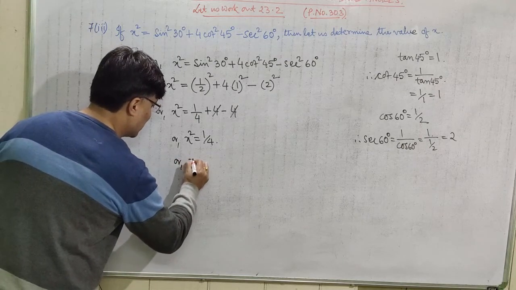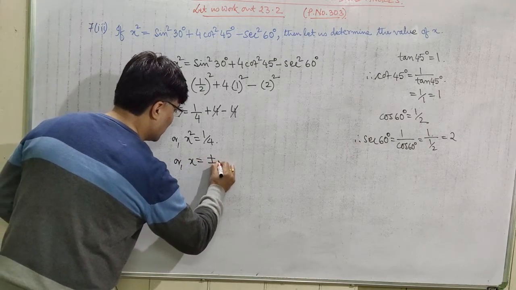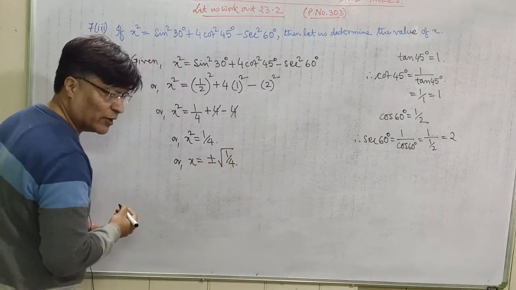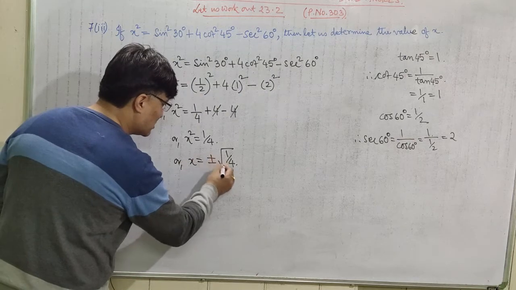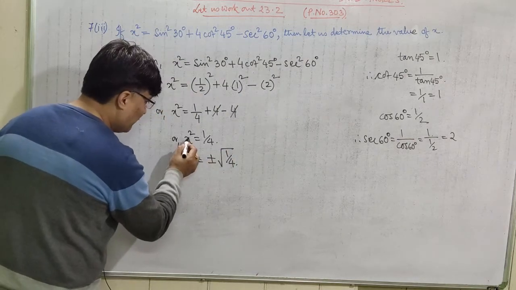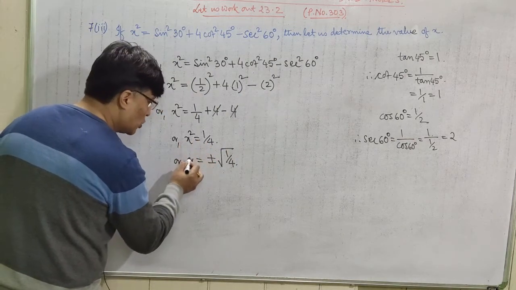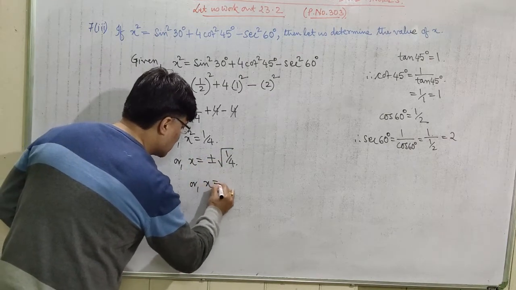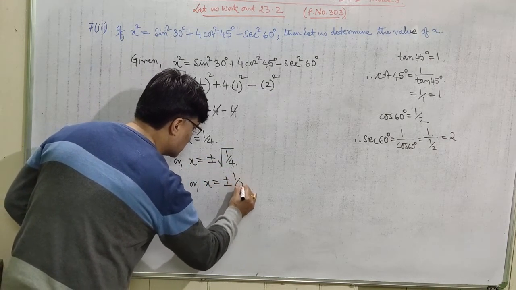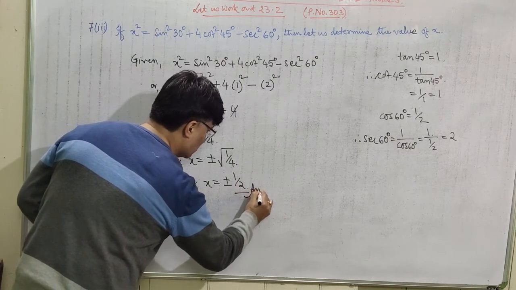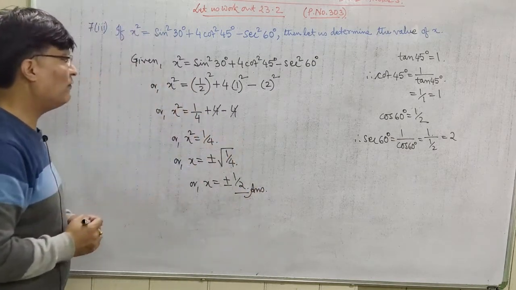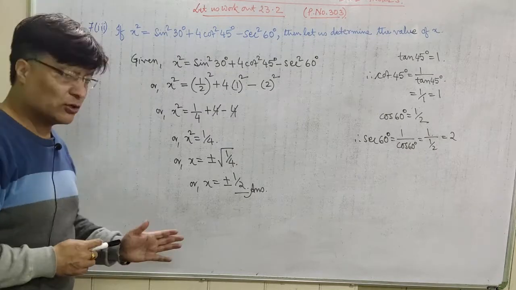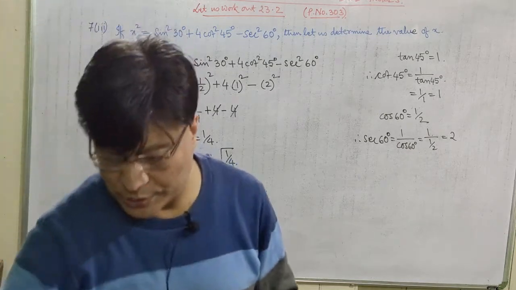So what are the values of x? x is equal to plus minus square root of 1/4. You know how to solve for the value of x. If x square is equal to 1/4, so x is equal to plus minus square root of 1/4, or x is equal to plus minus 1 upon 2. So this is the final answer. So I think you have understood it. So you can copy it. Now we'll do the next question.